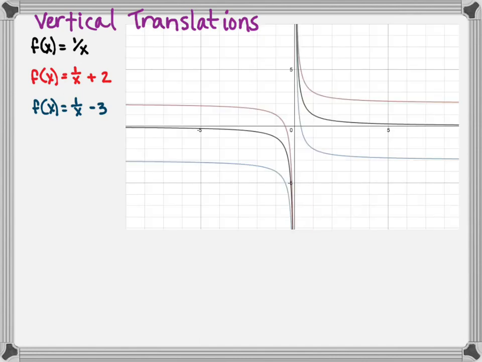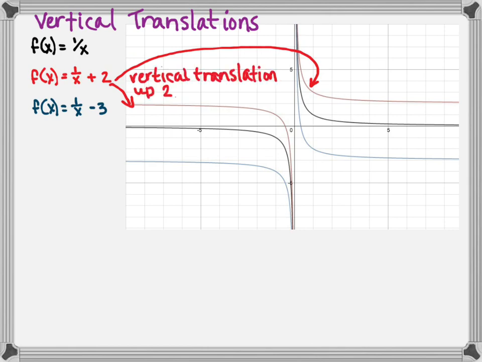The parent function is in black. F of x equals 1 over x plus 2 is here in red. And it is a vertical translation up 2 units. And you can see that the horizontal asymptote has also moved up 2 units to y equals 2.